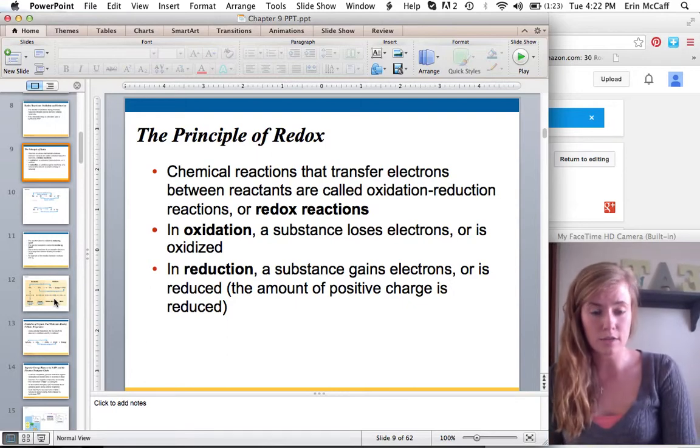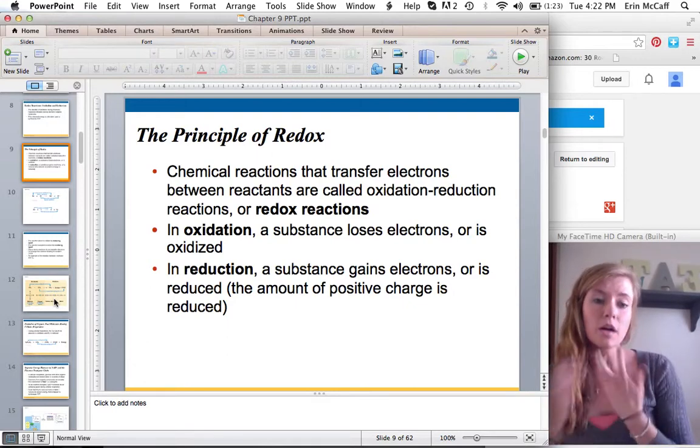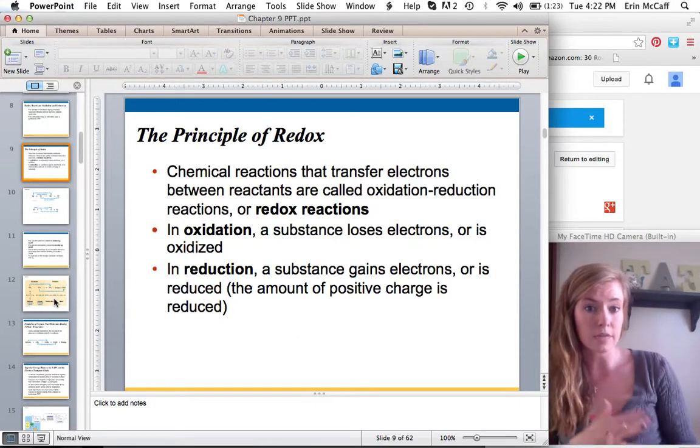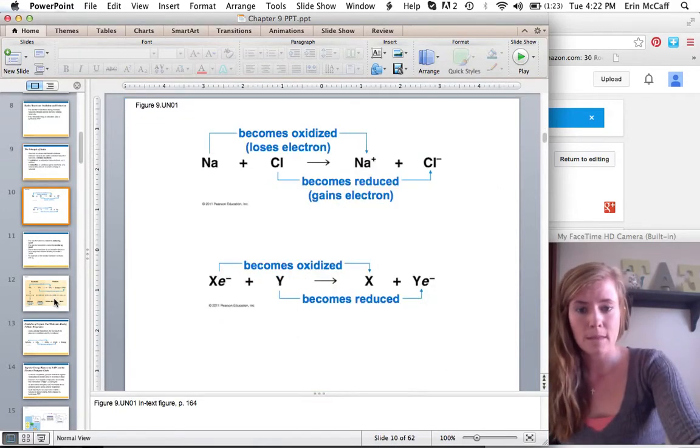Reduction is a gaining of electrons. And so these always happen together, so they're called redox, oxidation reduction reactions.